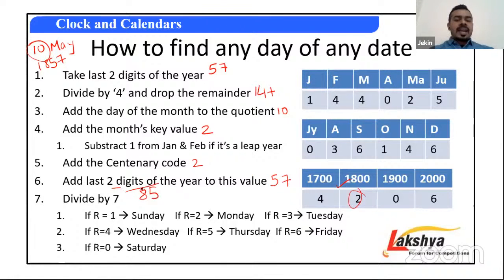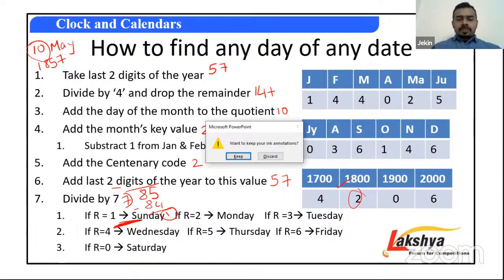85. Divide 85 by 7. क्या आता है? What's the remainder that you get? 7 14s are 84. You have got remainder 1. If the remainder is 1, what is that day? Sunday. What is that day? Sunday, isn't it?